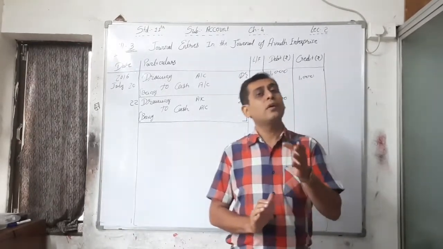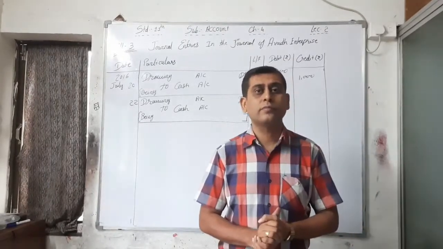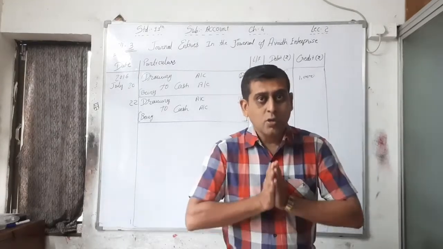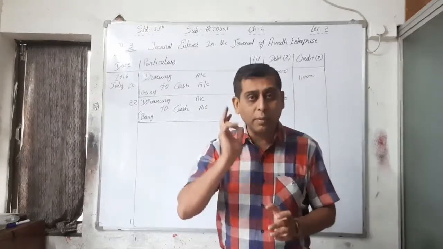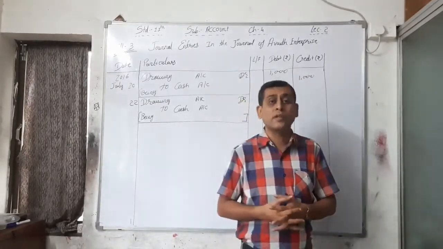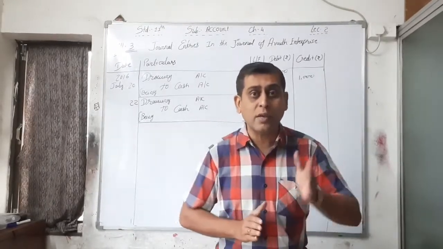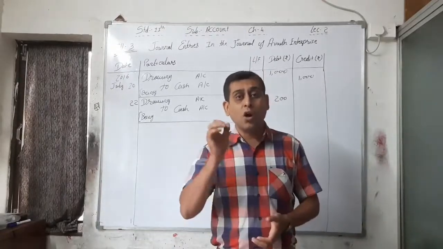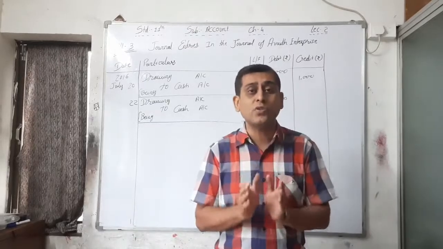Next, goods destroyed by fire, etc. Okay, so this is the note. Please keep in mind and remember this note because it is very helpful in our next examples. Whenever goods go out other than sales or purchase return, we always have to credit the purchase account.